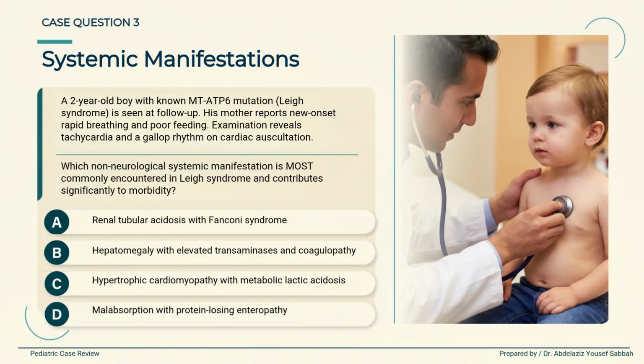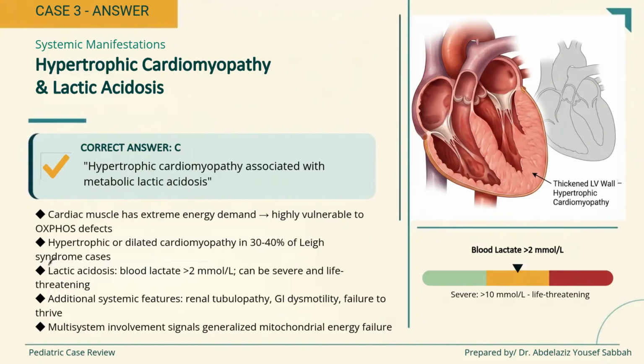Option A, renal tubular acidosis with Fanconi syndrome. Option B, hepatomegaly with elevated transaminases and coagulopathy. Option C, hypertrophic cardiomyopathy with metabolic lactic acidosis. Option D, malabsorption with protein-losing enteropathy. Consider which organ beyond the brain has the highest energy demand. The correct answer is option C, hypertrophic cardiomyopathy associated with metabolic lactic acidosis.